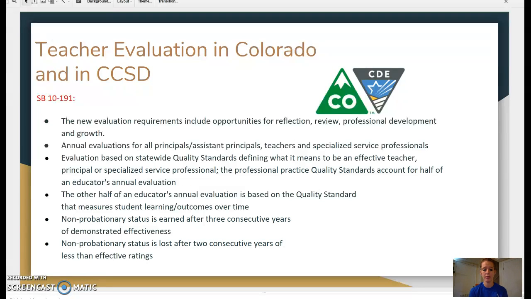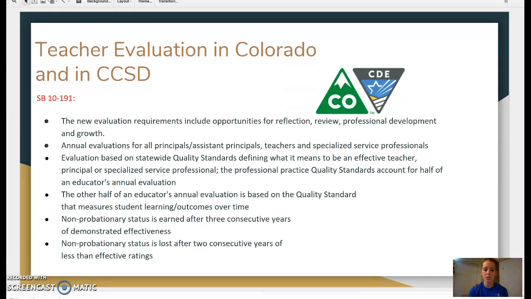So how it works in Colorado, annual evaluations are conducted for all principals and assistant principals. That is definitely new. But then, of course, teachers and specialized service professionals as well. The evaluations are based on statewide agreed upon quality standards. There are 5 of them, including instruction, reflection, and classroom management. Those are part of the 5. But then the final quality rating does have to do with student learning outcomes. And so it's not enough to create a teacher being ranked partially effective or ineffective. It would have to be a combination between the observations and the student learning objective to influence a teacher's rating significantly.